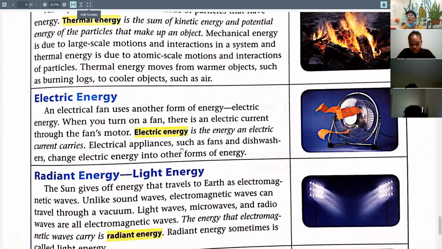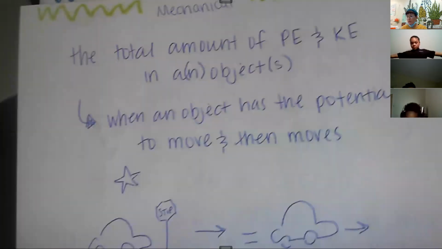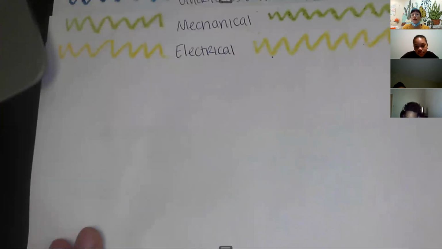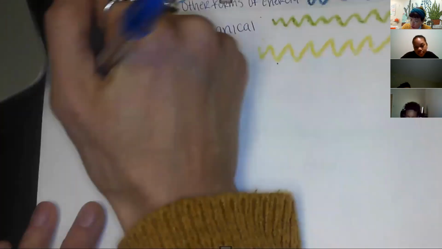Our next one is electrical. This has to do with electrical currents. So this is the energy an electric current carries. Fans, dishwashers, anything that is electrical. So in our foldable, we're just writing energy that an electric current carries.